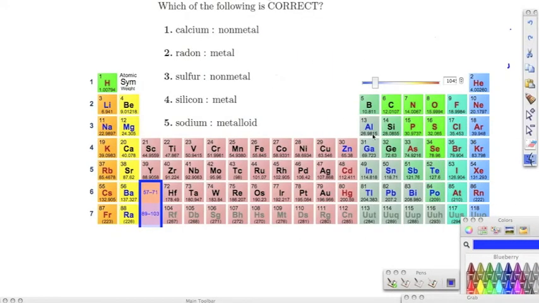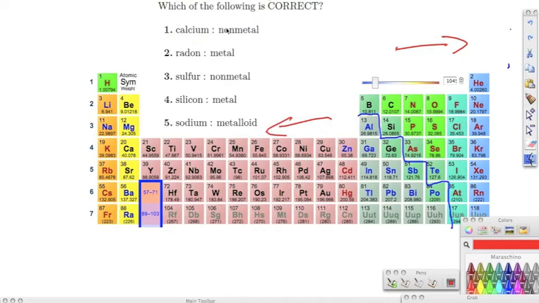All right, guys, on this one we are looking at, it says which of the following is correct. And we're looking at elements, and we see that we have nonmetals, metals, and some metalloids. So we got to figure out where they are on the periodic table. Now remember, we have the stair step that runs down our periodic table. When we say that everything to the right of the stair step is going to be a nonmetal and everything to the left is going to be a metal.